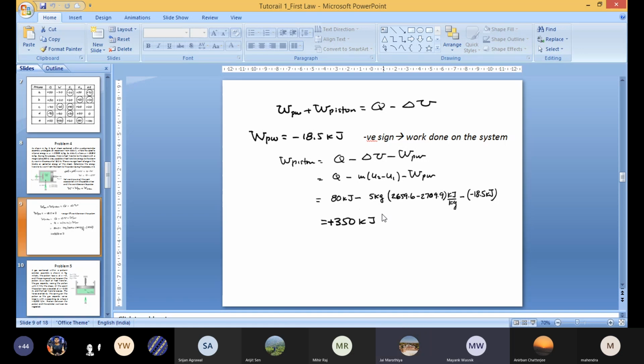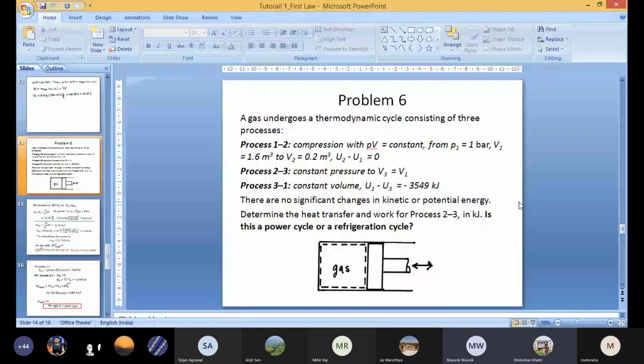Sir, your screen is not visible. It's everything blurred. Whose screen? My screen. Yes, sir. Hello. My slide, problem number 6 slide, is not visible. Now it is visible, sir. Okay, okay.